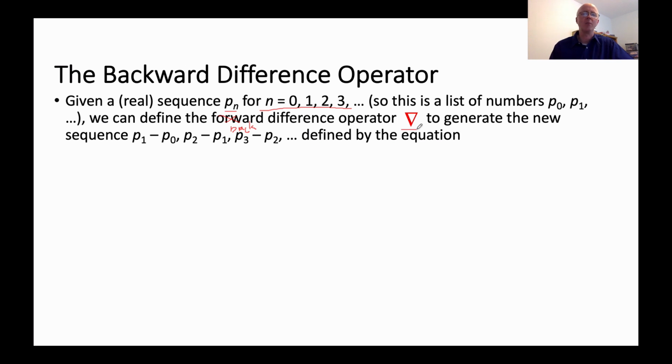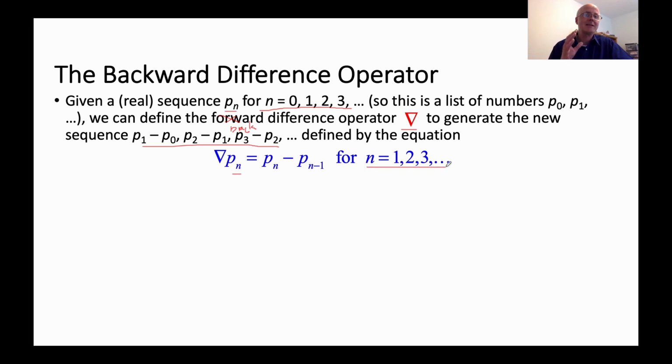That I think stands for harp, if I remember correctly, because it kind of looks like a harp. An upside down delta is called a nabla. You might also see this as what's called a gradient operator if you have multivariable calculus. To generate a new sequence, and it's really the same new sequence as with the forward difference operator, except we label it differently. We label the subscript with n starting at 1 instead of 0.